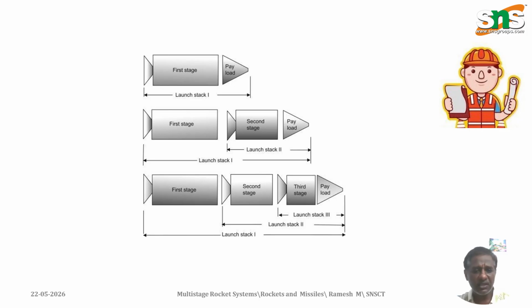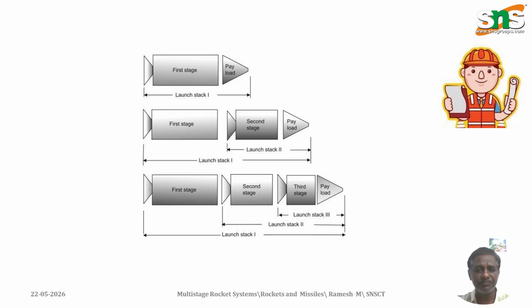Here the figure has been illustrated. This illustrates the concept of rocket staging and it explains how the number of stages in a rocket system influences the overall launch configuration and payload delivery capability. In the first configuration shown at the top, a single stage rocket system is represented here. This arrangement consists of only one propulsion stage attached directly to the payload. The entire launch stack includes the first stage and the payload section.